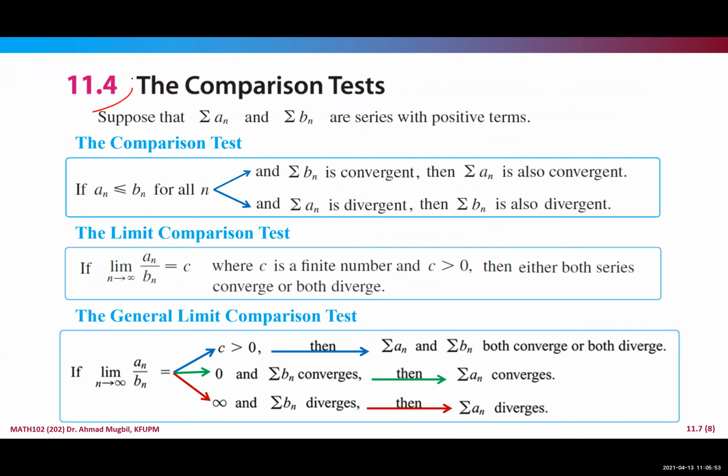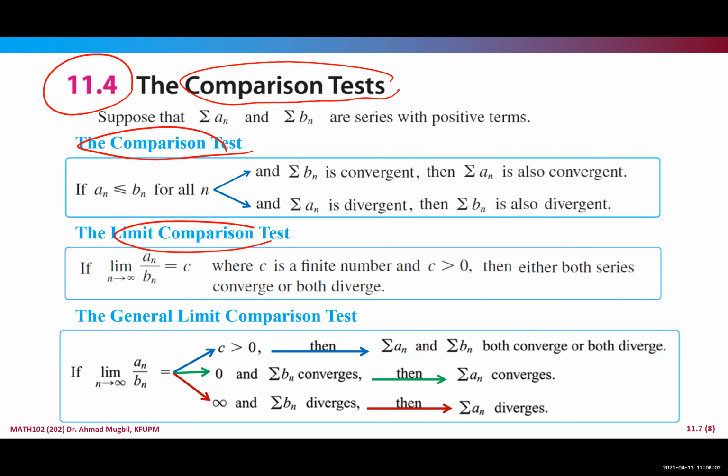In 11.4, we have the comparison tests. Mainly, we have two comparison tests. But be careful here. When you want to use the comparison tests, you are only able to use them with positive terms, if the series is with positive terms. Of course, if you have a series with negative terms, you can study the convergence of the absolute value. And you will see the absolute convergence in that case, as we did in 11.6.